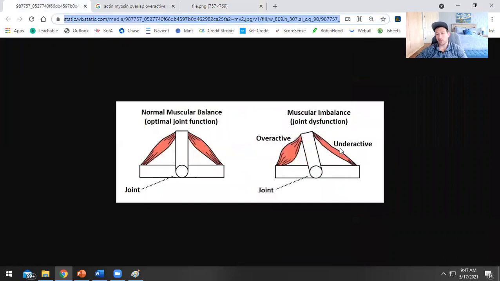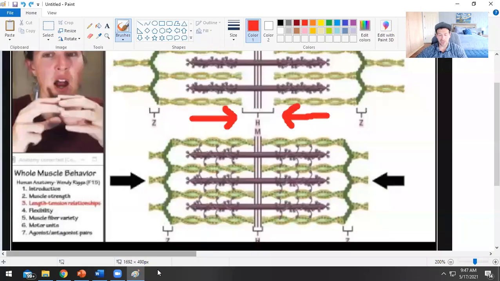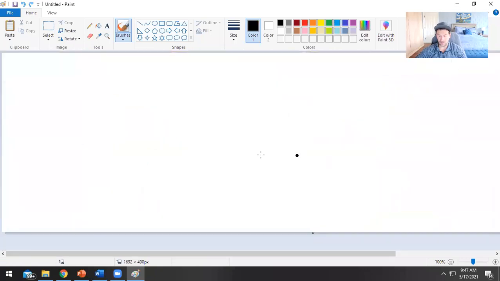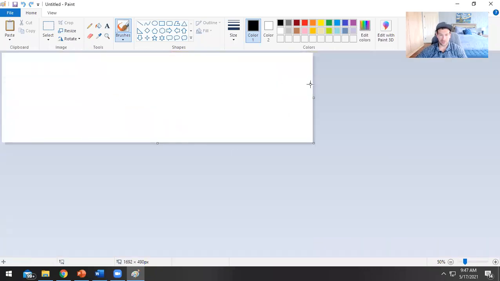So if you imagine our overactive underactive situation, that kind of looks like this, right? Now imagine on a cellular level, it kind of looks like this.